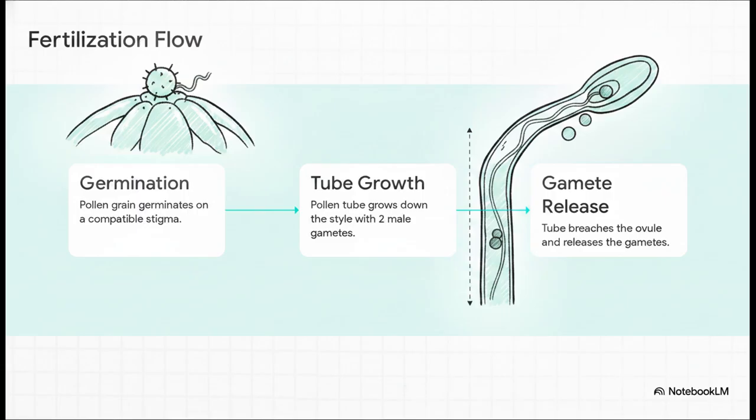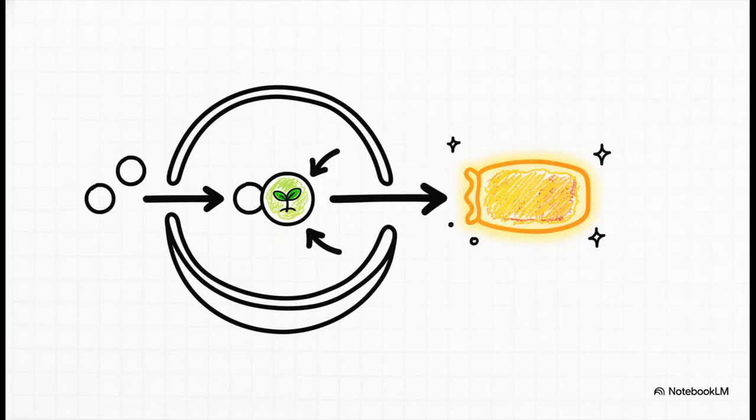Step 2, and this is amazing, a tiny structural tunnel called a pollen tube physically grows downwards, right through the style. And this tube is carrying exactly 2 male gametes. Finally, step 3, the tube breaches the ovule down at the bottom, releasing those 2 gametes straight into the ovary. And this kicks off a totally brilliant mechanism that is completely unique to flowering plants. We call it double fertilization.